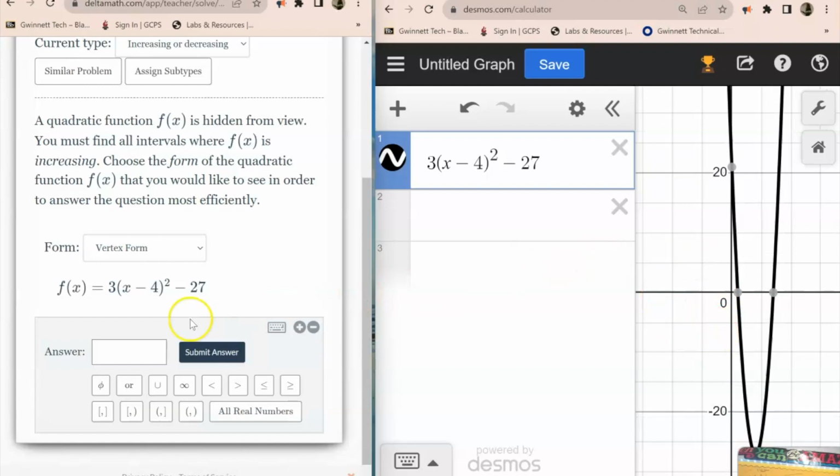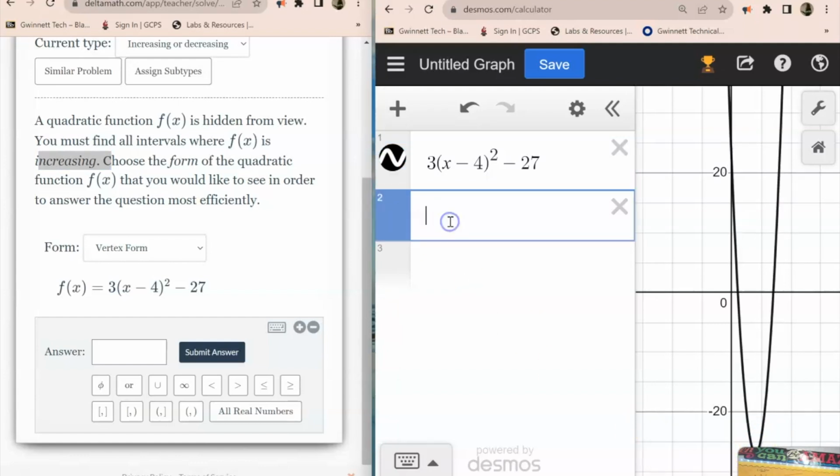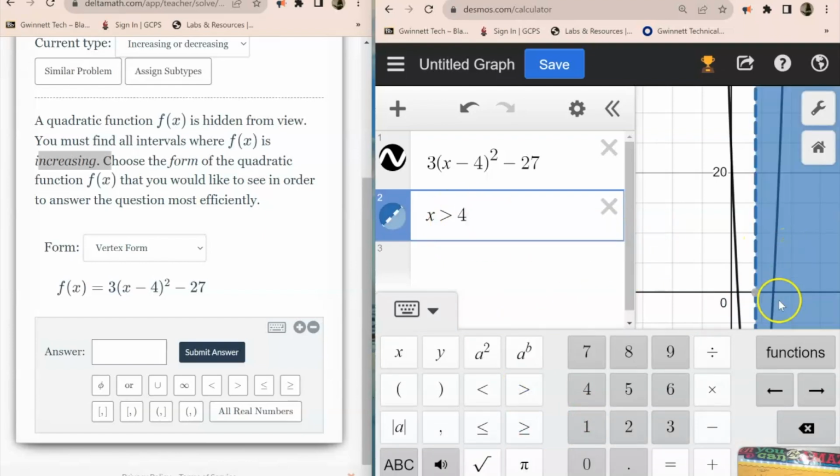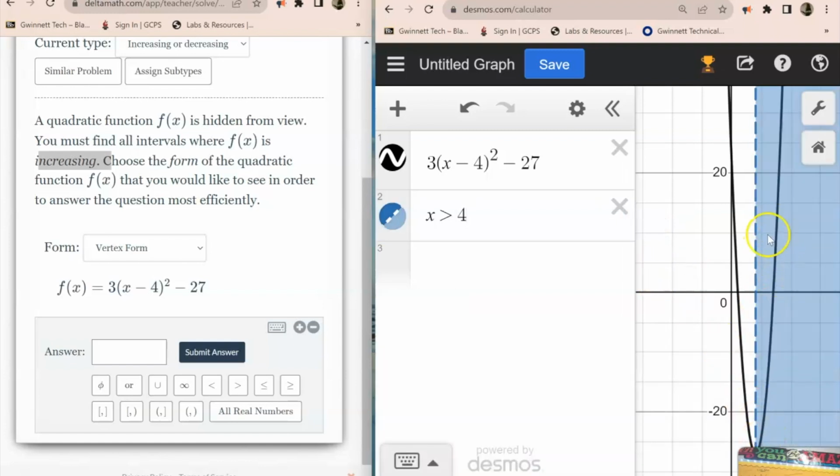To zoom out, Control minus, or you can pinch your mouse in and out like I just did. All right, so again, I'm looking for when it's increasing. So let's look. This is decreasing. Then it starts to increase. So it's increasing after this point right here. So anything after 4, so x to the right of 4, or greater than 4. So we're going to say x is greater than 4. And if it shades where it's increasing, I'm good. Boom. And it does. So you see, everything to the right is what I'm looking for, right?